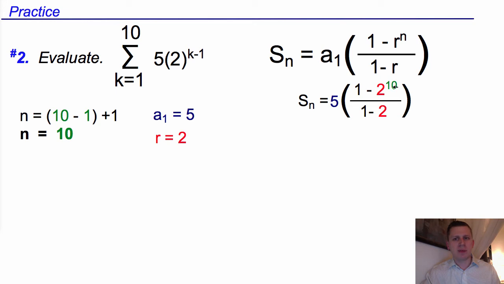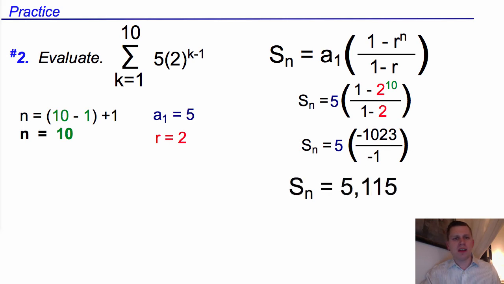Next step, simplify the numerator, simplify the denominator. If I simplify the numerator, I get negative 1,023. If I simplify the denominator, I get negative 1. Take care of this division, I'll get 1,023. Multiply that by 5. The sum of this geometric series is 5,115.